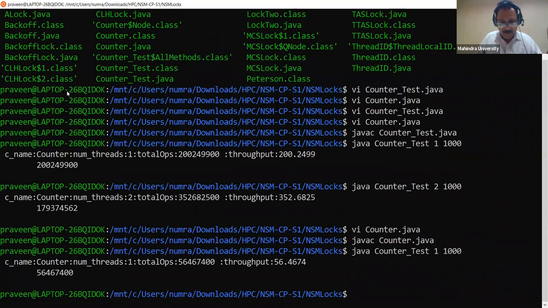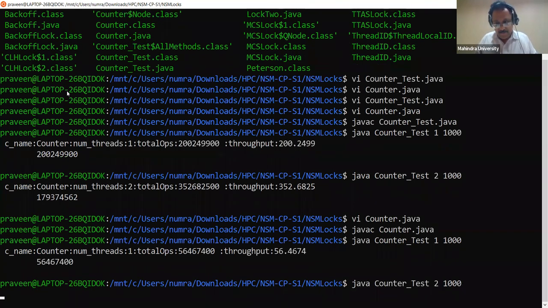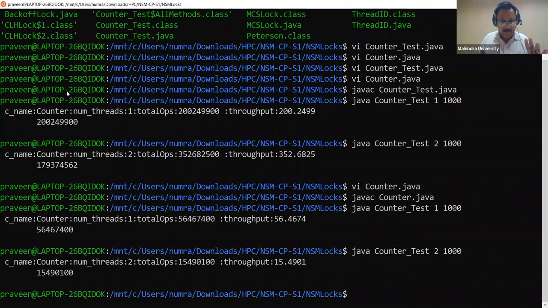Yeah, if it is one thread, no problem. We are getting the correct answer. Fine. If you use two threads, when you look at this, head dot count and total number of operations, both are the same, right? That means here the output is correct, right?